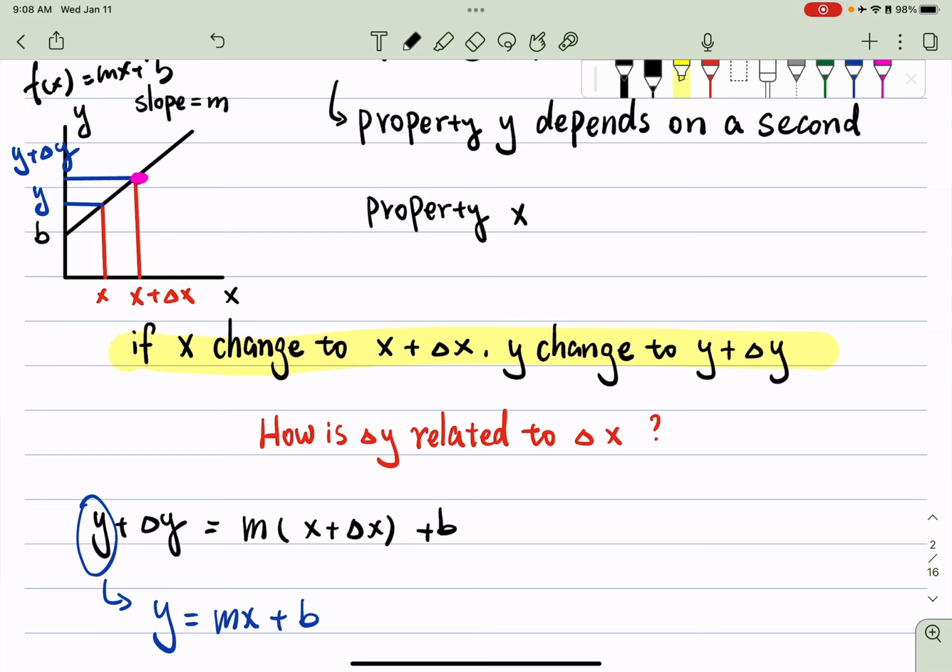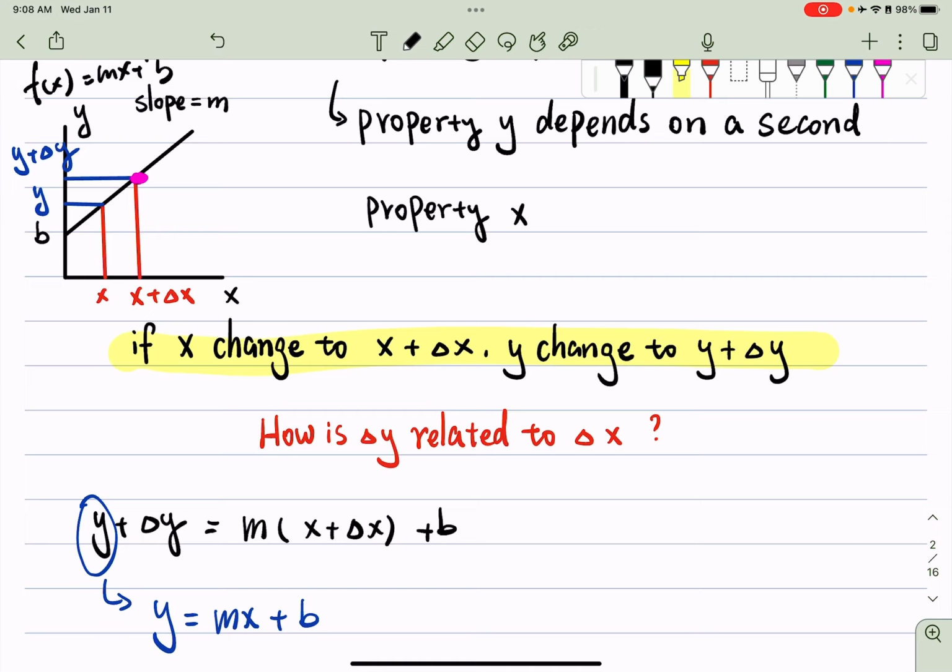I probably will never ask you to solve this derivative in this class, but you need to know where that comes from. When you're reading the derivative table, you need to know what that actually means. So that's the basics of the derivative.